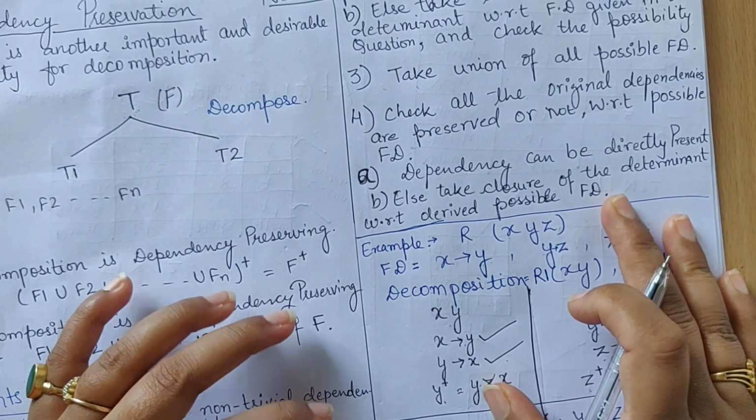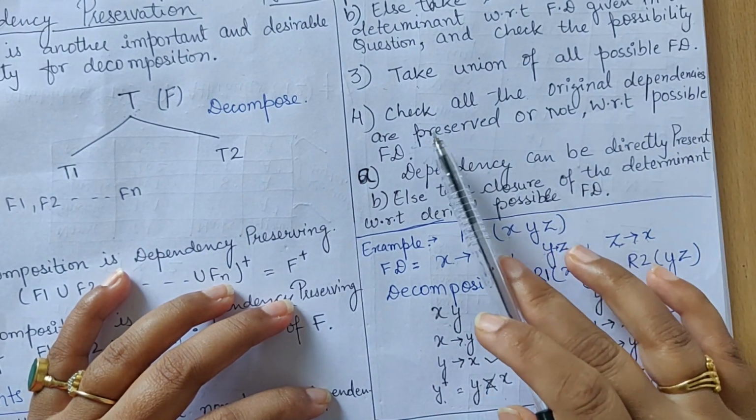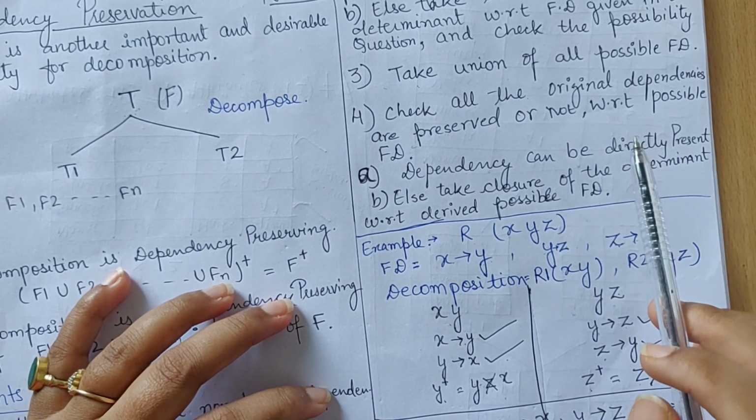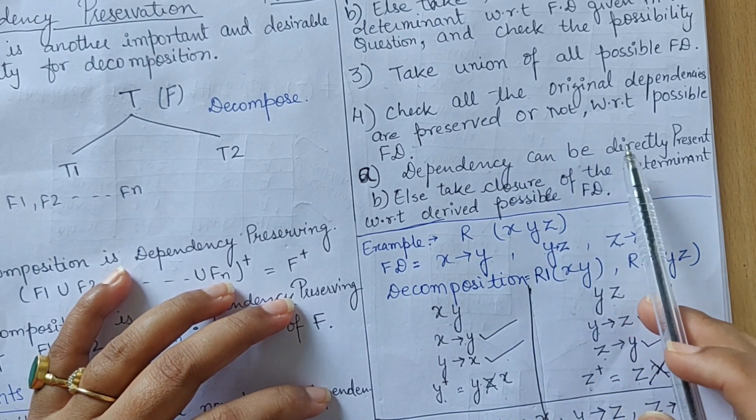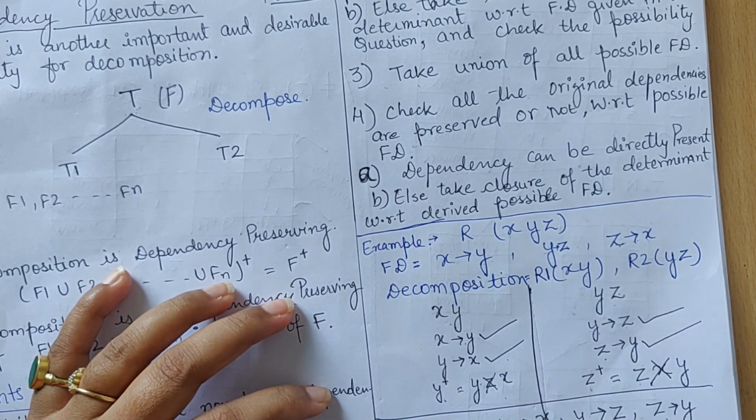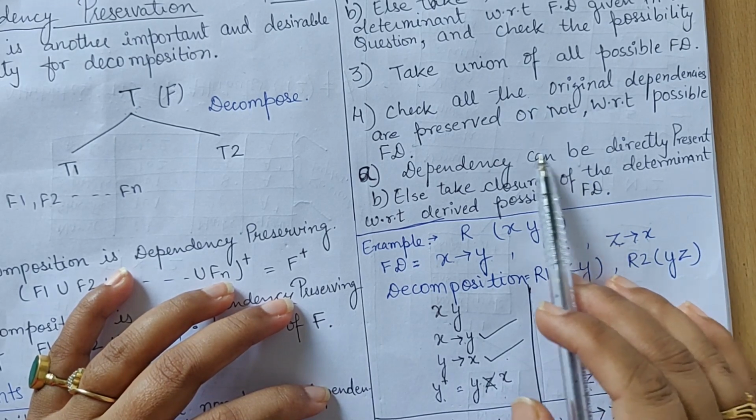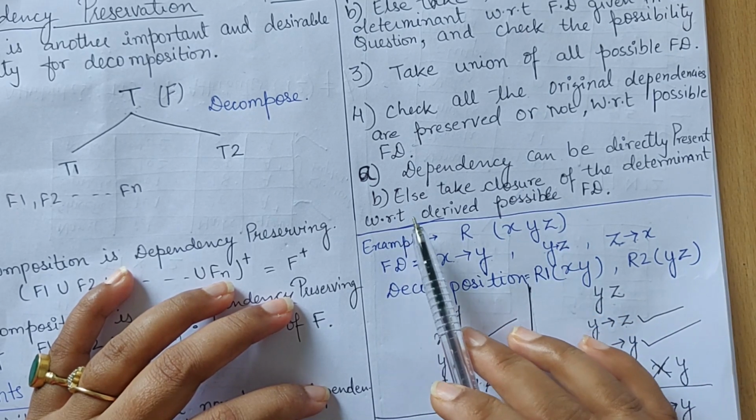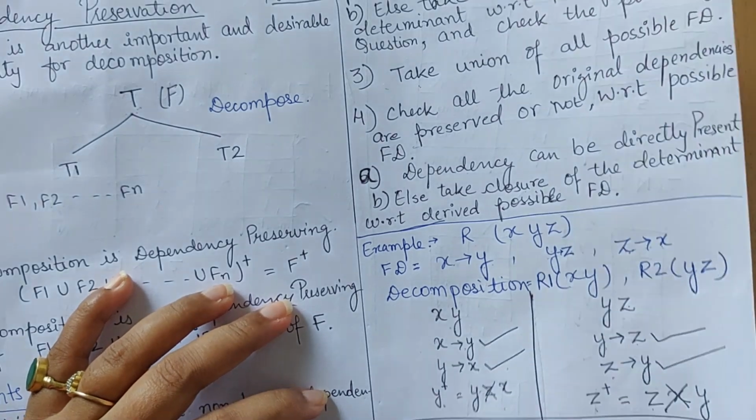So let's see the fourth point. The fourth point says to check whether all the original dependencies are preserved or not with respect to the possible functional dependencies. Here also there can be two cases. First case, the dependency can be directly present. If the dependency is directly present, we will say that the dependency is preserved. If it is not directly present, again we have to take the closure of the determinant. This time we will take the closure of the determinant with respect to the derived possible functional dependencies.